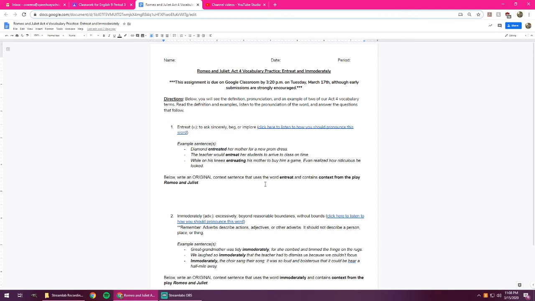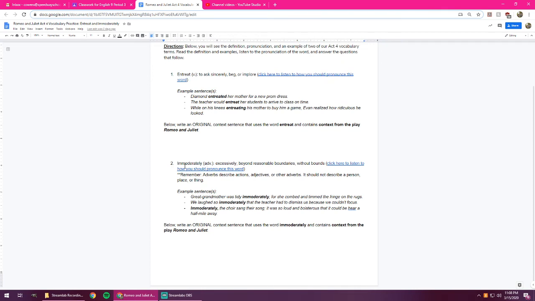So you'll write your sentence for entreat. And then you've got immoderately. It gives you the definition again. It gives you pronunciation. And then it gives you a reminder here because immoderately is an adverb, which isn't one that we've talked about quite as much in our vocab practice, but it reminds you what an adverb is and how you should use it in a sentence.